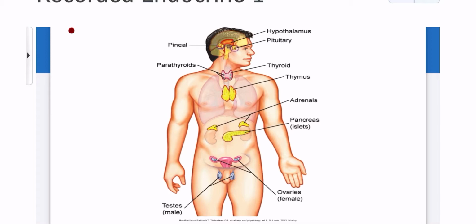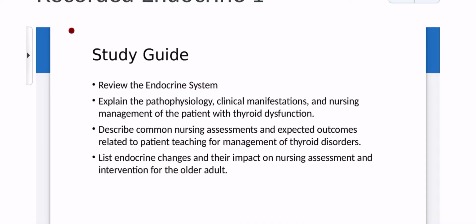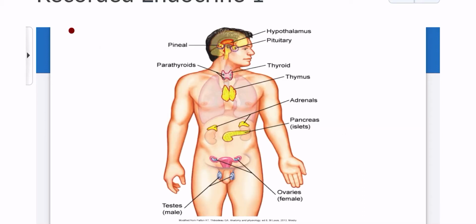And we'll look a little more closely at all of the endocrine glands. Starting at the top with the hypothalamus and the pituitary. Next to them, the pineal gland. We don't know a lot about the pineal gland. But the thyroid gland is in the neck with the parathyroids on each side in the back. The thymus, you'll learn more about in pediatrics, in children.